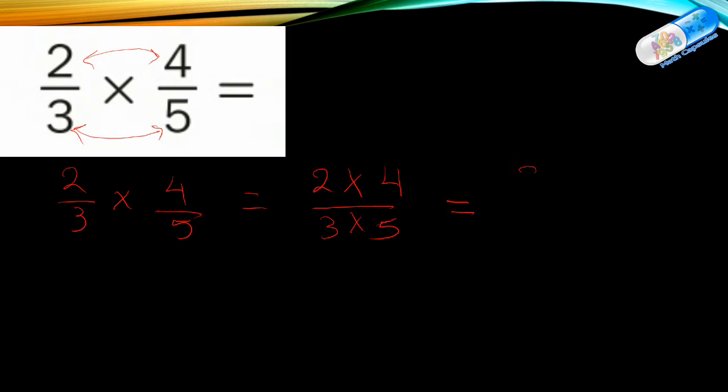2 times 4 is 8. 3 times 5 is 15. Do we have any common factor between 8 and 15 so that we can simplify? No, this is the simplest form, and this is a proper fraction, so I will not make it a mixed number. So this is the final answer.